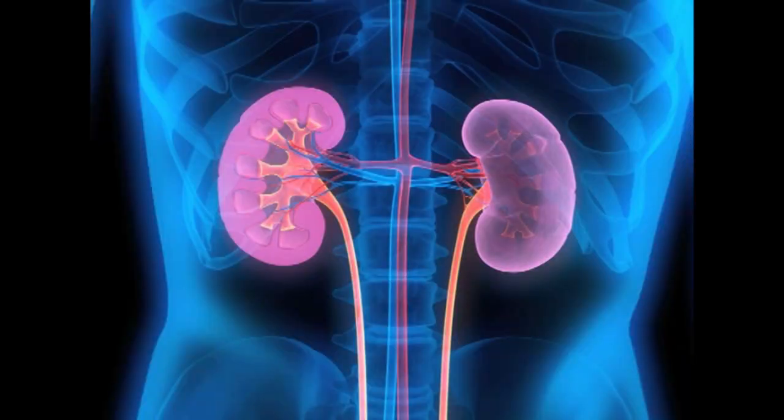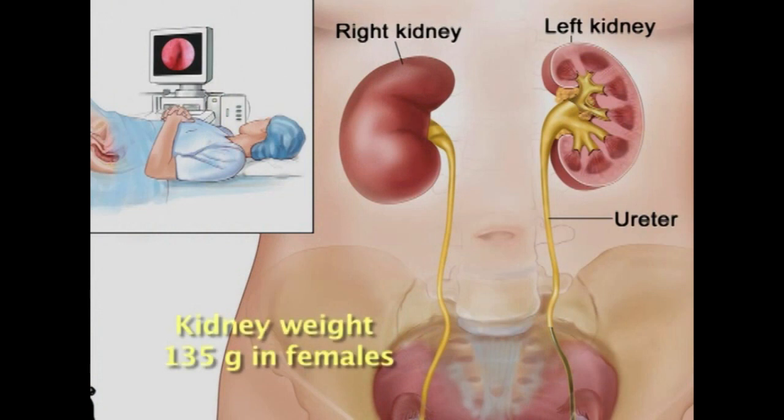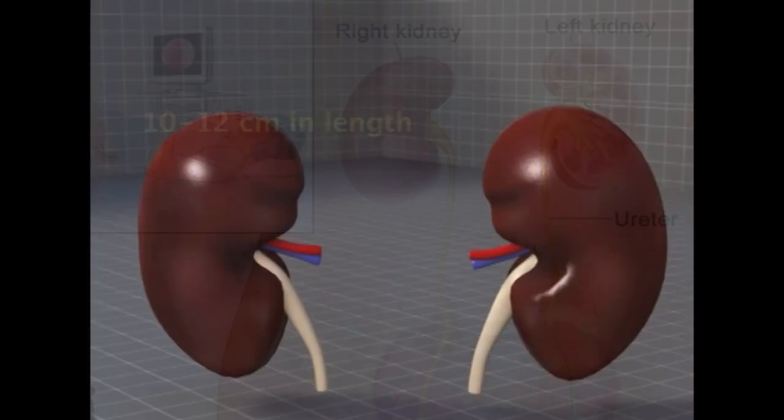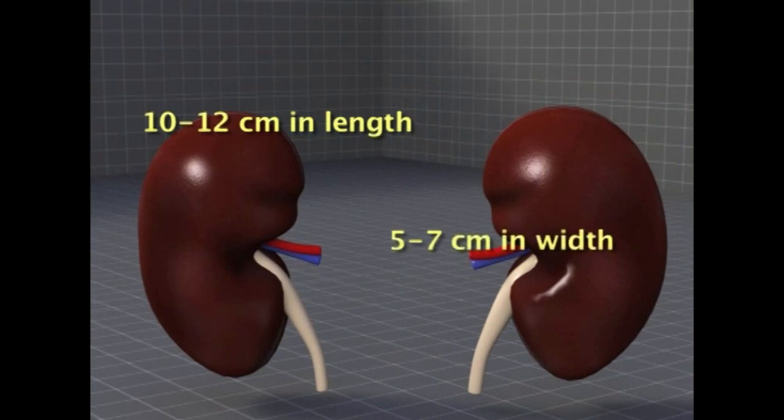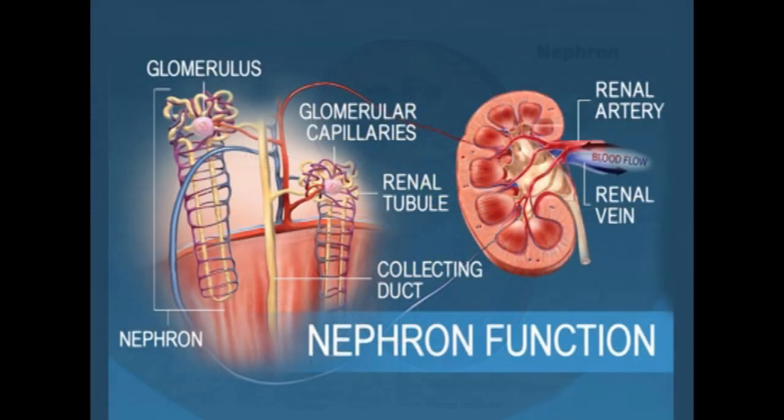Kidneys are bean-shaped structures, each about the size of a fist, and weigh about 150 grams in males and 135 grams in females. They are typically 10 to 12 centimeters in length, 5 to 7 centimeters in width and 2 to 3 centimeters in thickness. In spite of being so small, they do a tremendous job inside our body. Each kidney contains around 1 million units called nephrons, each of which is a microscopic filter for blood. It's possible to lose as much as 90% of kidney function without experiencing any symptoms or problems.